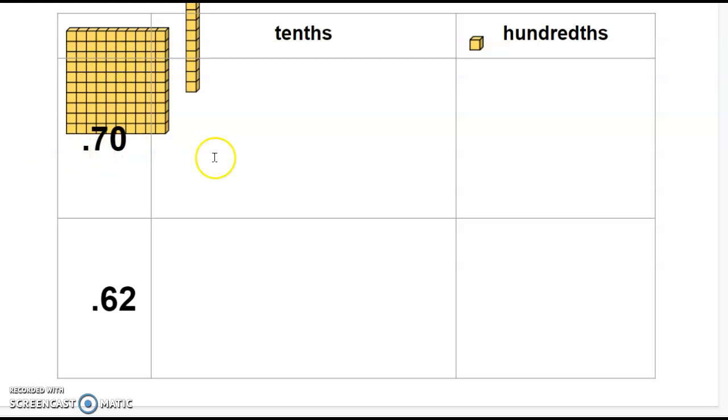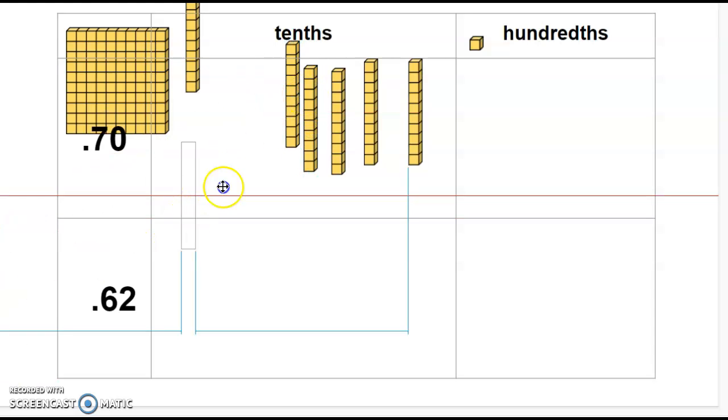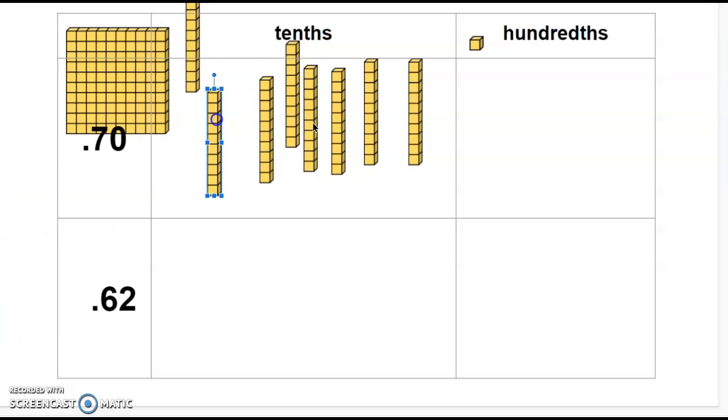So I have 70 hundredths. How many are in the tens place? 7. So move 7 rods over. 1, 2, 3, 4, 5, 6, 7. And I don't have anything in the hundreds place, so I don't move anything over. But I have 7 tenths.